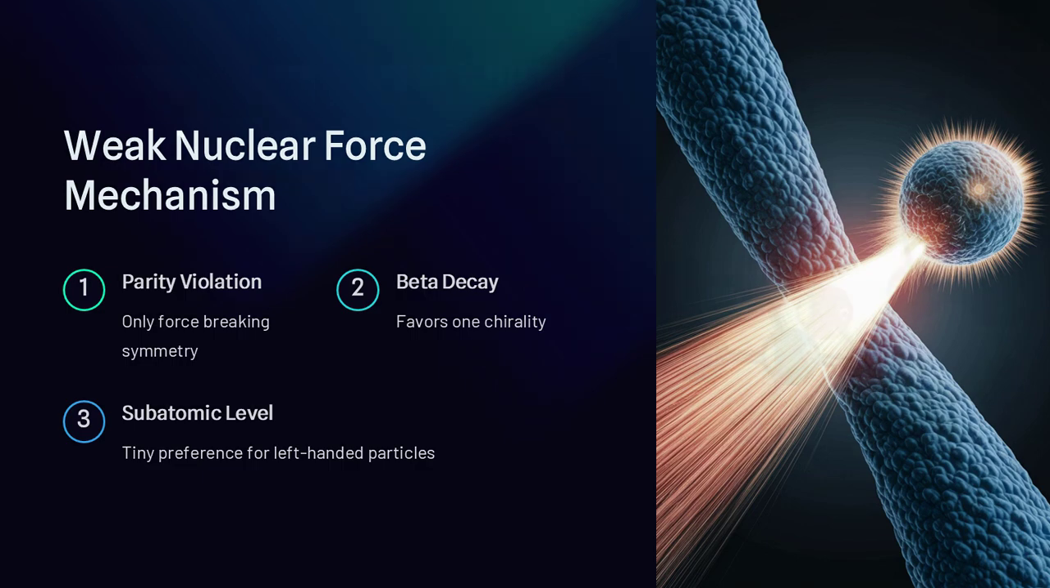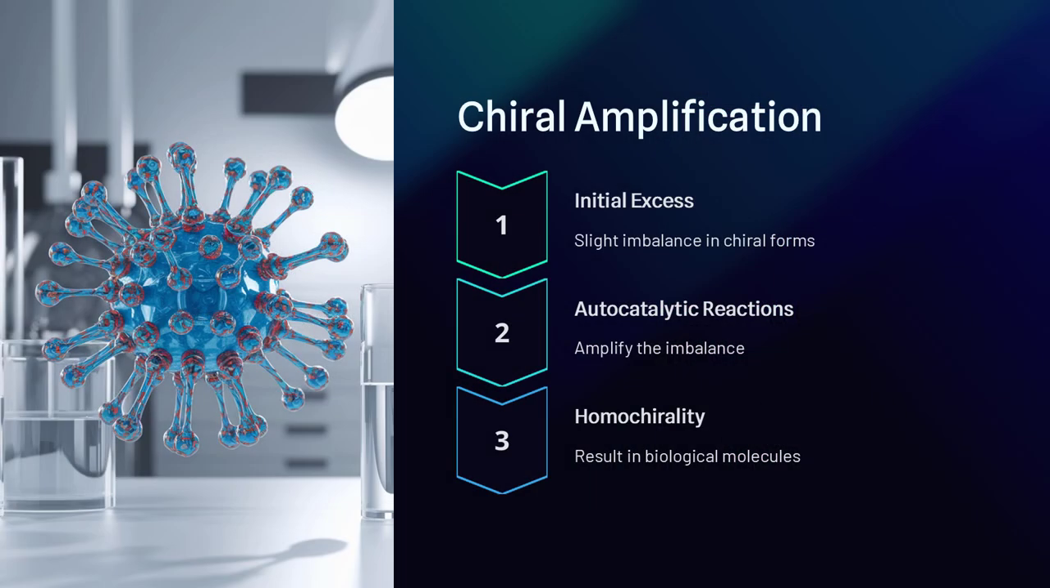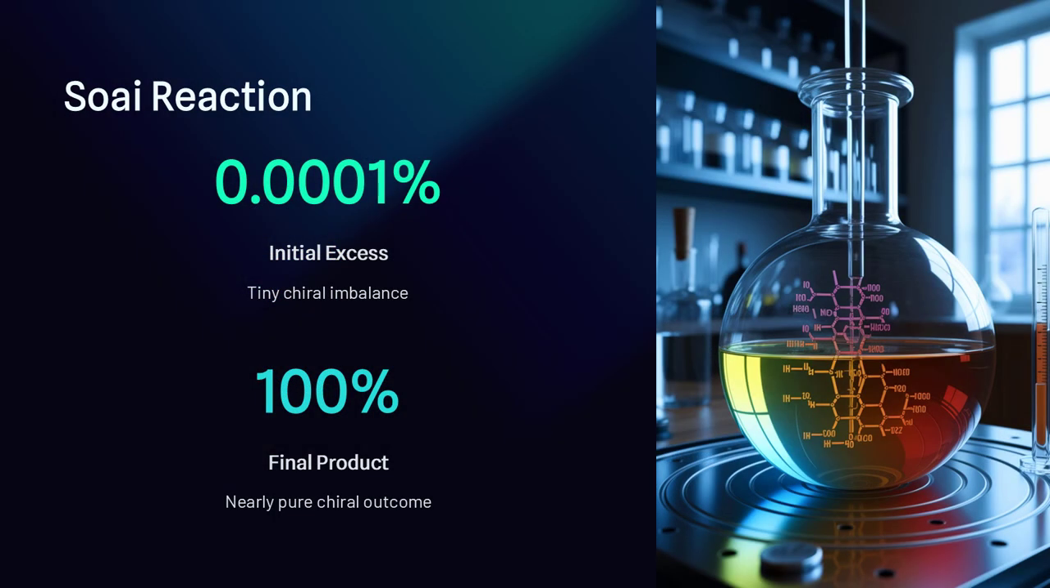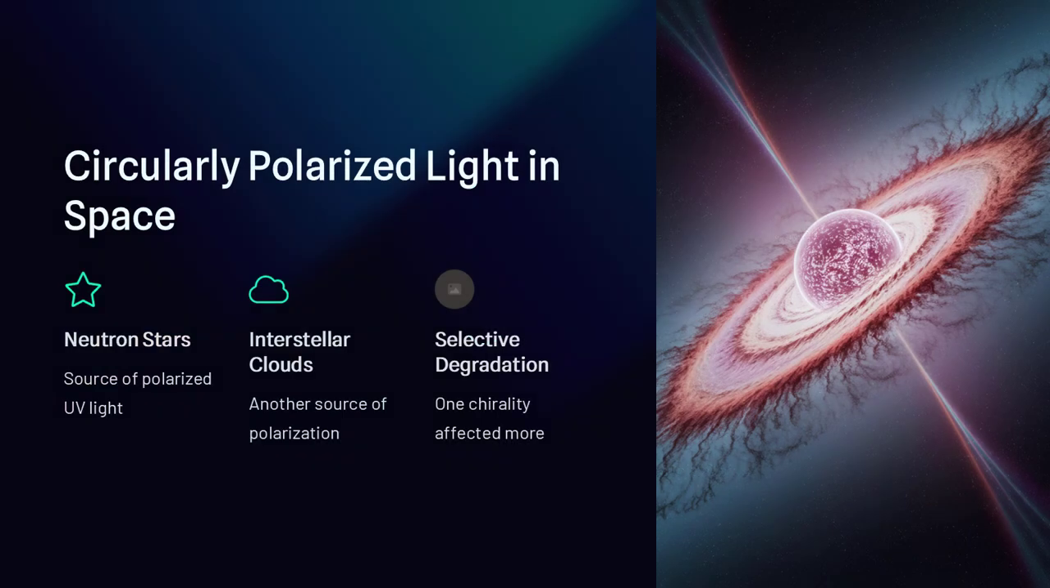Imagine flipping a coin billions of times under perfectly fair conditions. You would expect roughly equal numbers of heads and tails. Similarly, classical chemistry suggests that simple reactions should produce equal amounts of left and right-hand molecules. However, reality tells a different story. Where does this bias come from?